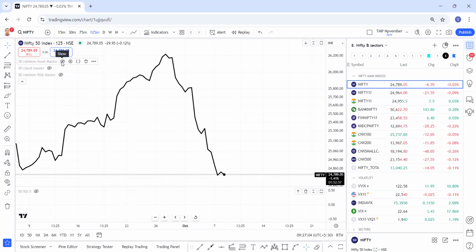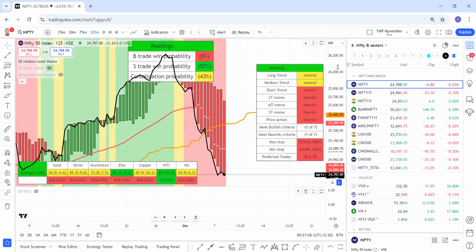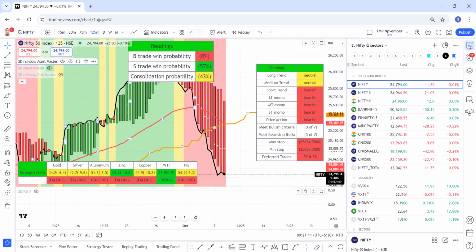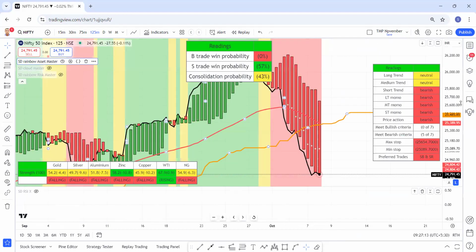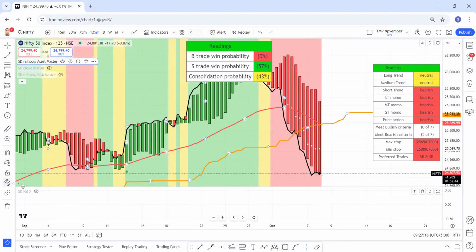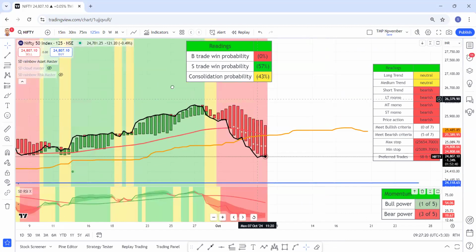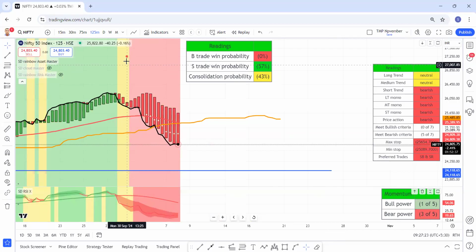For example, if the Rainbow Asset Master, Fountain of Gold, or the mother setup is calling not to buy, like it's fully in the bearish grip, then it is best not to do the buy trades. Is that what the great traders before us meant by knowing when not to trade? Of course, but it is way more than this.